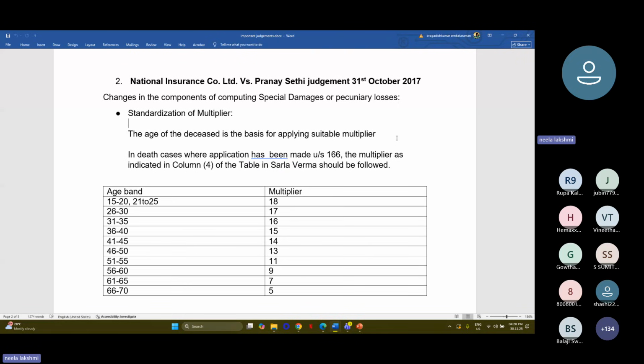If there are any non-pecuniary losses, which are known as general damages, they are also awarded. Special damages are pecuniary losses. General damages are non-pecuniary losses. Both are awarded by the courts in the compensation. They are all the components in the compensation.